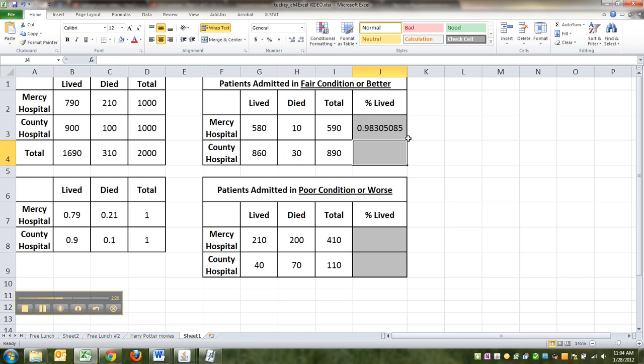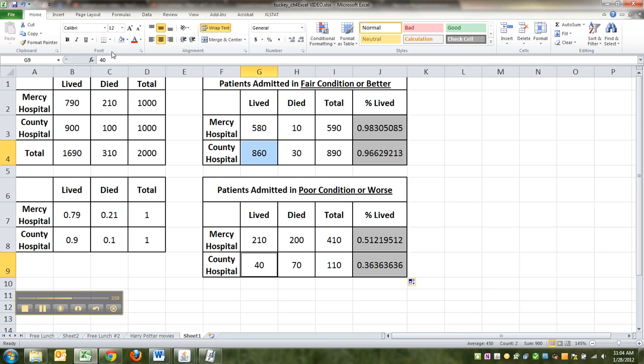What about the next hospital, County Hospital? Let me drag it down. At County, only 96% of their fair condition or better lived. What about down here? Same deal. I'll just do it. Equals 210 divided by 410. So out of those admitted with poor condition or worse, 51% lived, whereas down here it's only 36% in County. Right?